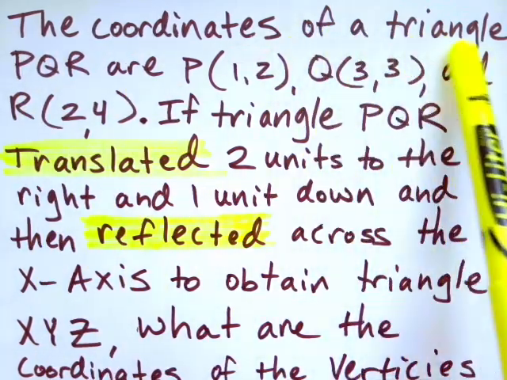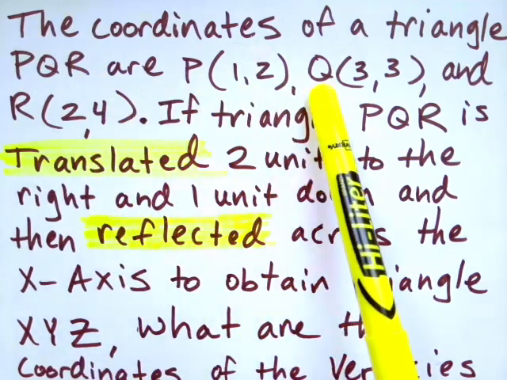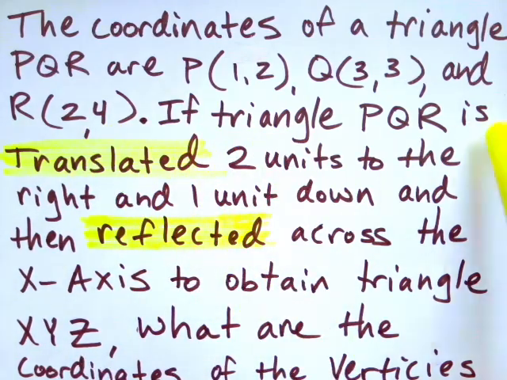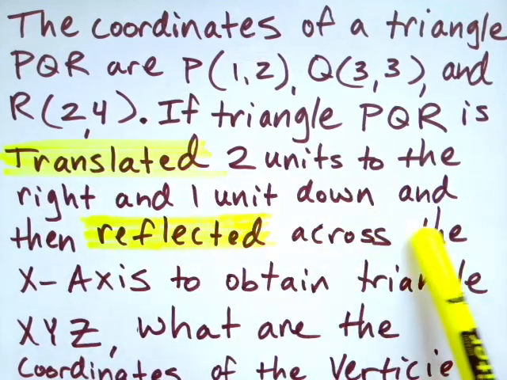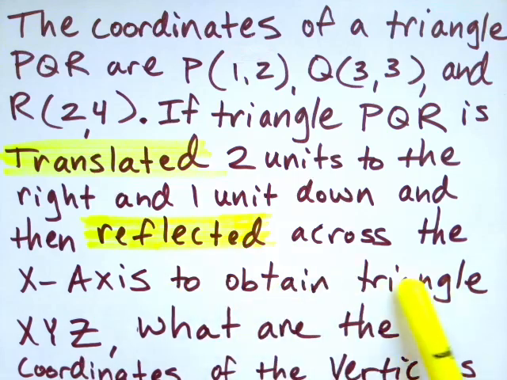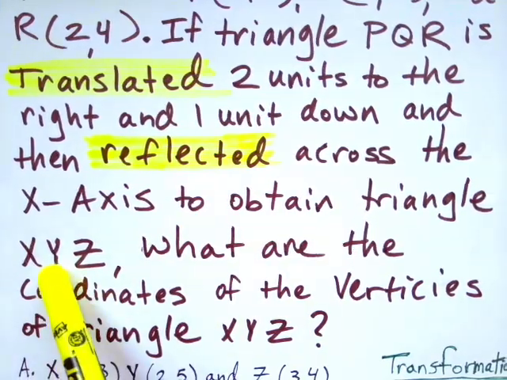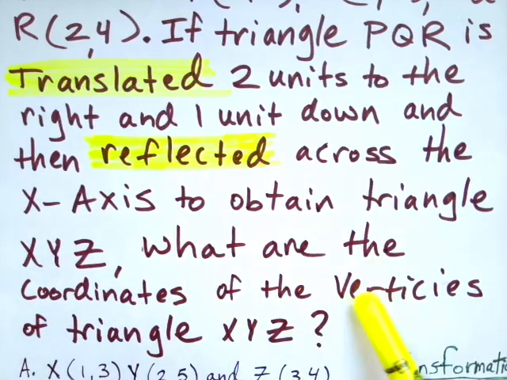The coordinates of a triangle, P, Q, and R, are P (1, 2), Q (3, 3), and R (2, 4). If triangle PQR is translated 2 units to the right and 1 unit down, and then reflected across the x-axis to obtain triangle XYZ, what are the coordinates of the vertices of triangle X, Y, and Z?